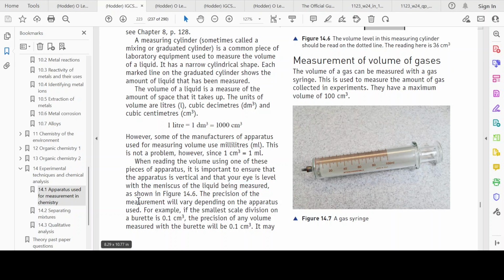The precision of the measurement will vary depending on the apparatus. For example, if the smallest scale division on the burette is 0.1 centimeter cube, the precision of any volume measured with the burette will be 0.1 centimeter cube, right? So that depends on how finely graduated the apparatus is. The smallest division of the instrument will tell you its precision.